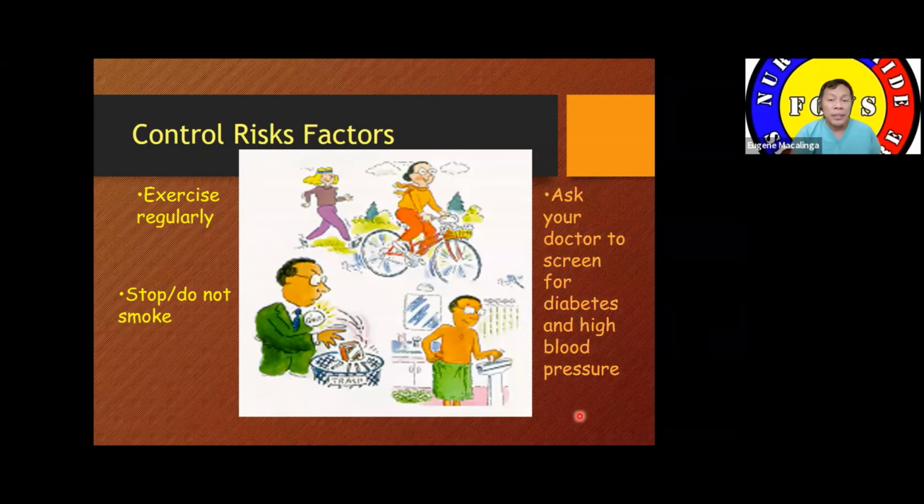Okay, so how do we control that? We do active and regular exercise. If somebody is smoking, then we tell them, or we help them to stop smoking. And very important that we do screening as well for diabetes or patients who are at high risk for diabetes, and also for those with high blood pressure.